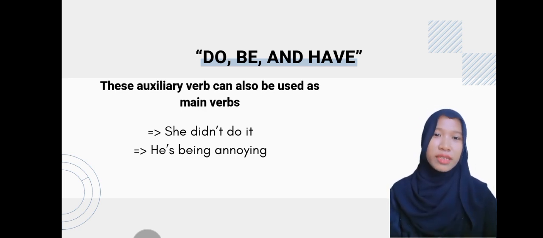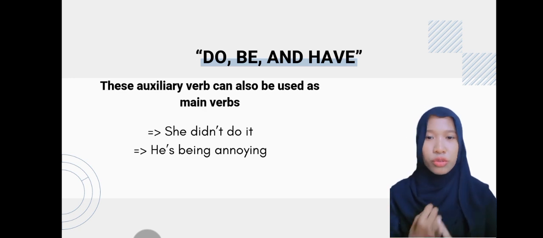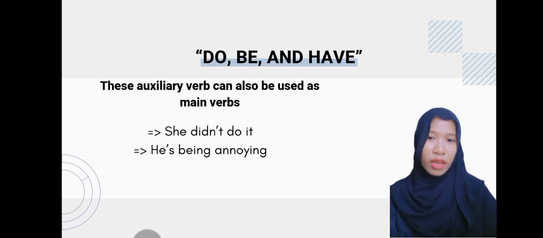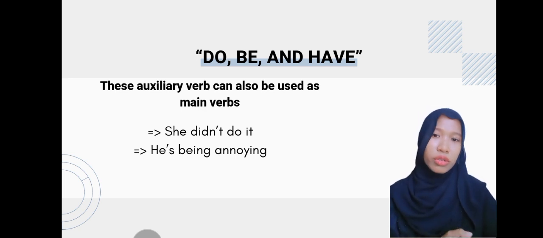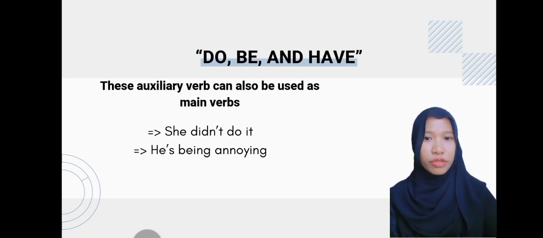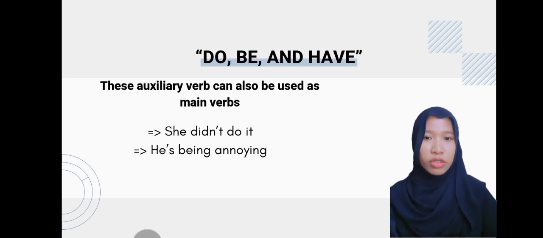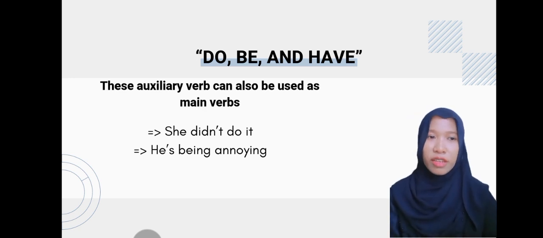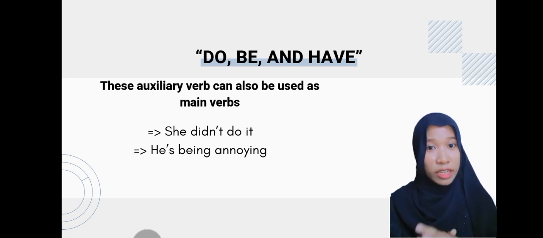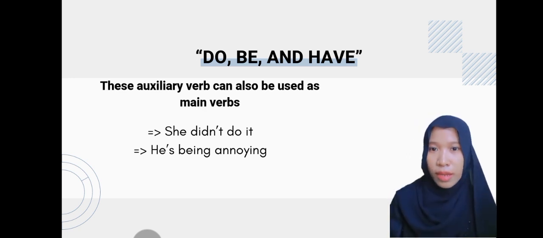There are three main auxiliary verbs in English: do, be, and have. Modal verbs are also considered auxiliary verbs, but there are different grammar rules for modal verbs. And in this video, we are focusing on do, be, and have. These auxiliary verbs can also be used as main verbs. And you can see here, for example, she didn't do it, and he's being annoying.